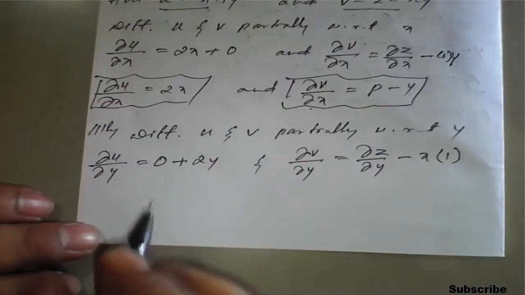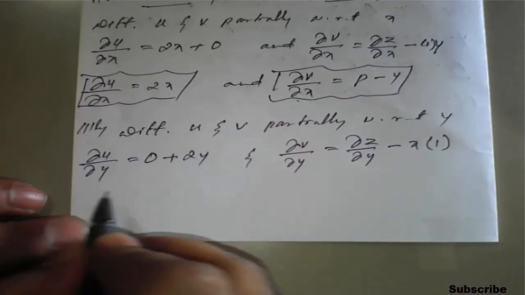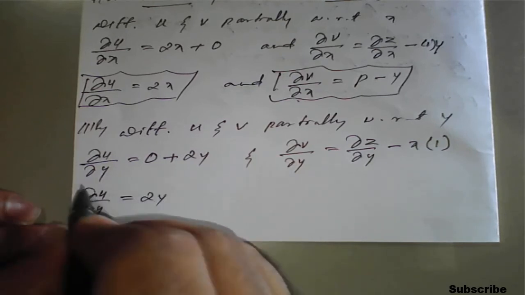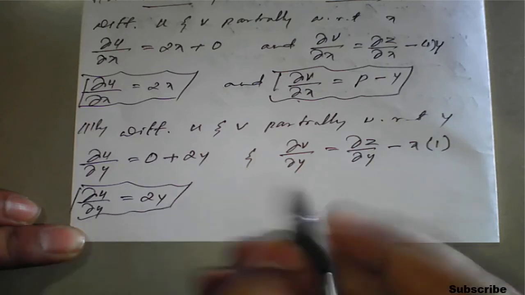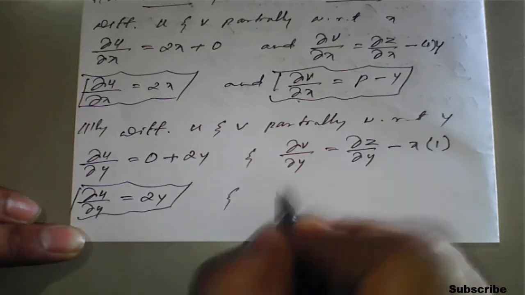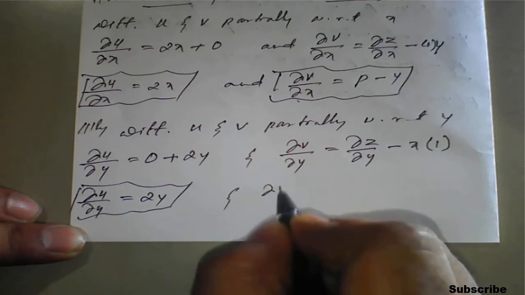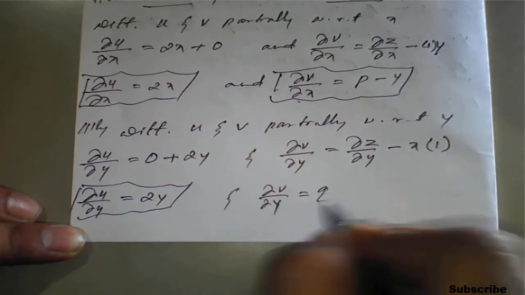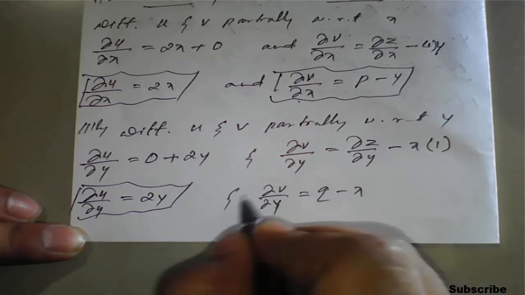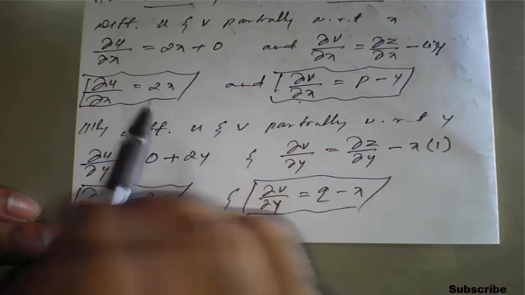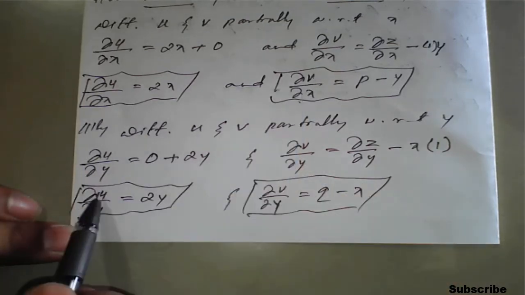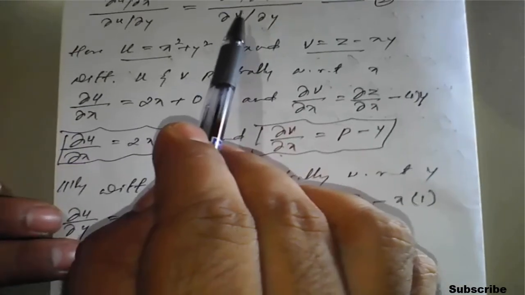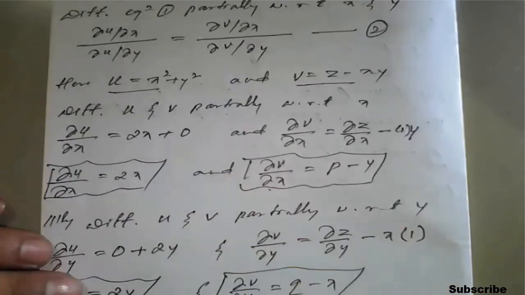So on simplification, dou u by dou y is equal to 2y, and the value of dou v by dou y is equal to dou z by dou y, which is nothing but q, minus x into 1, which is x. So these values, dou u by dou x, dou v by dou x, dou u by dou y and dou v by dou y, we will apply in equation number 2 and see what happens.